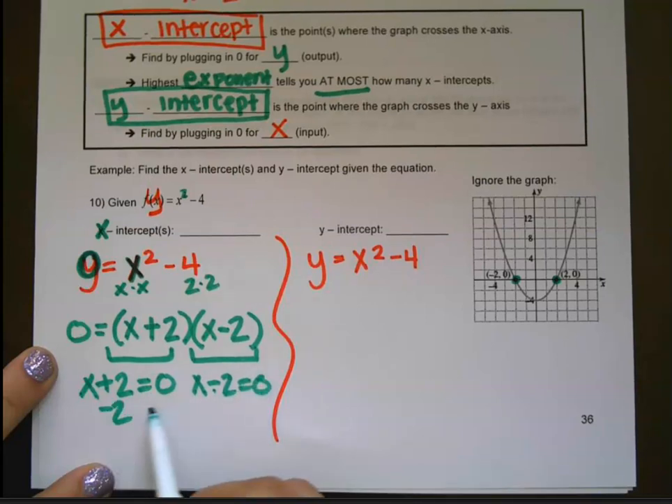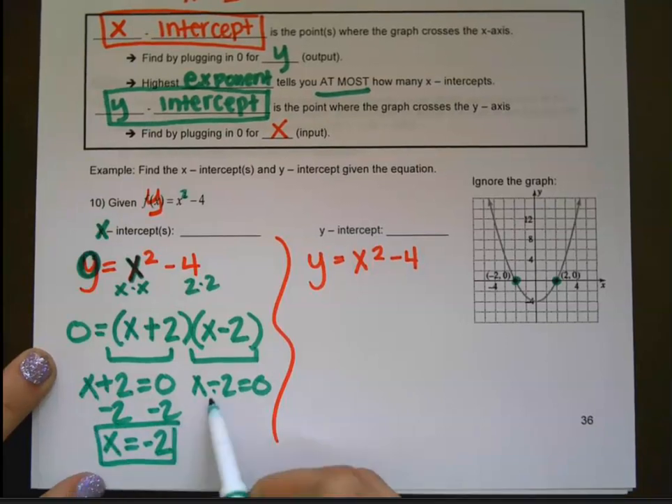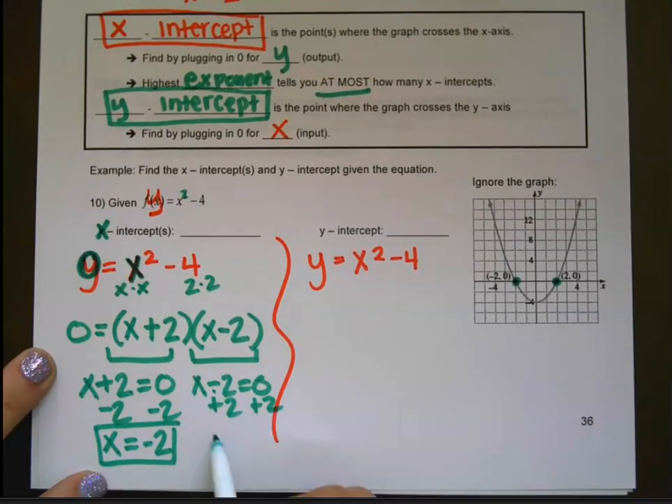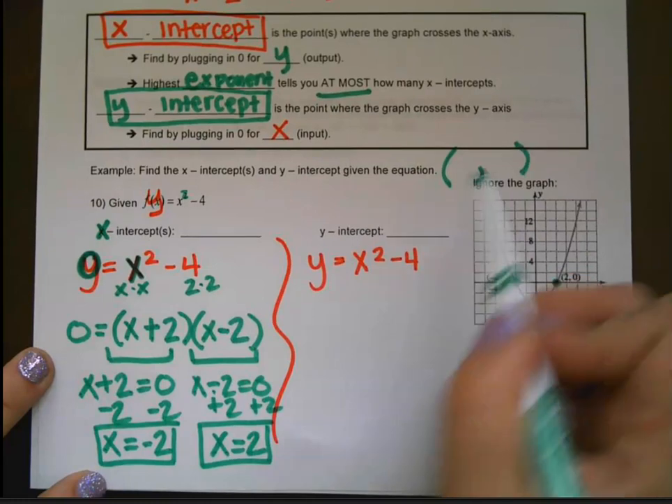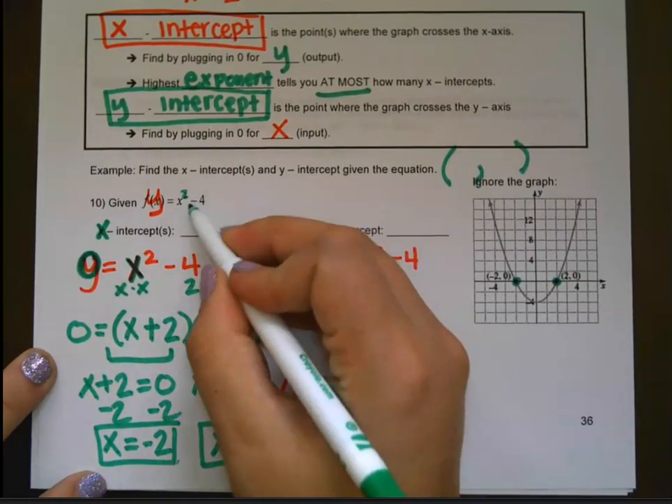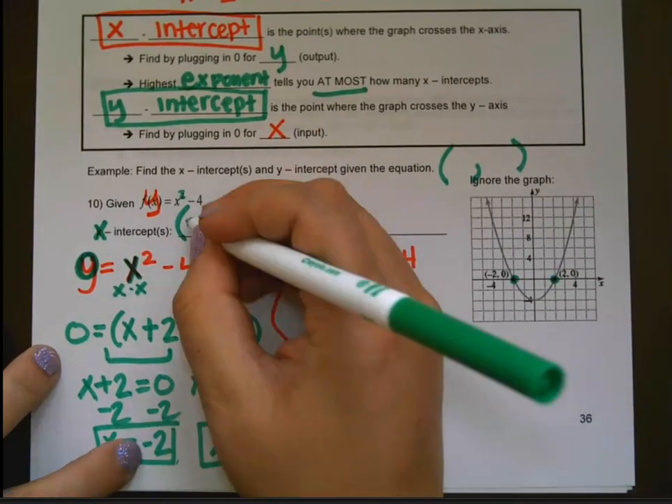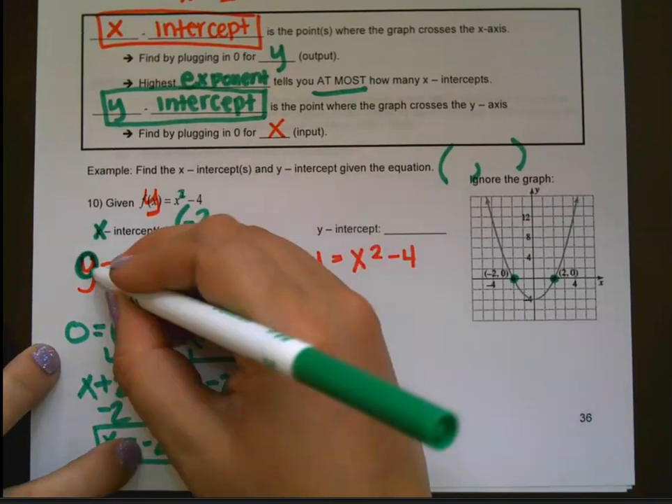And we would get negative 2 and positive 2. Now remember, an x and a y-intercept is a point. So when we write our answer, we're going to write it as an ordered pair. So it's going to cross at -2 when y is 0.